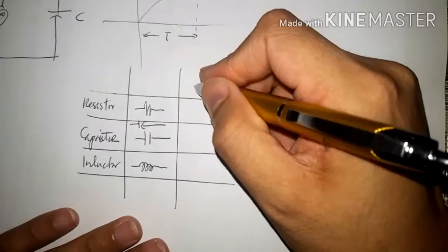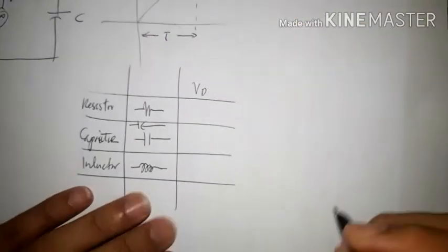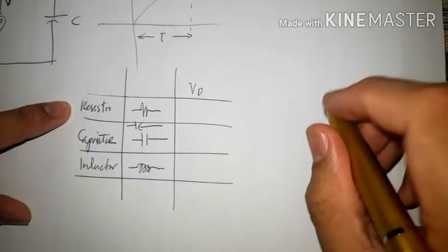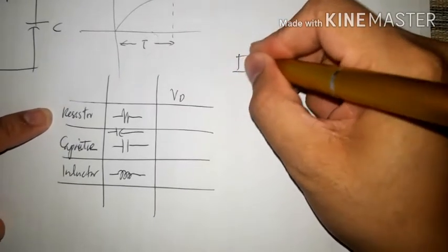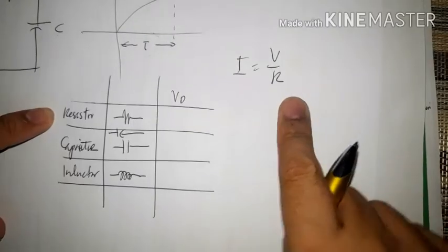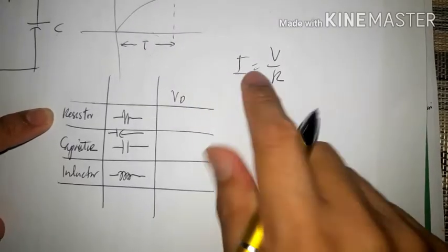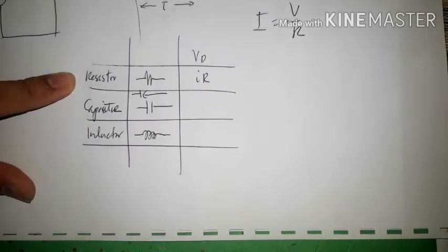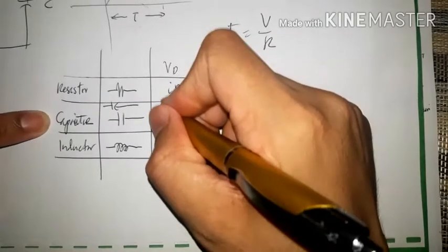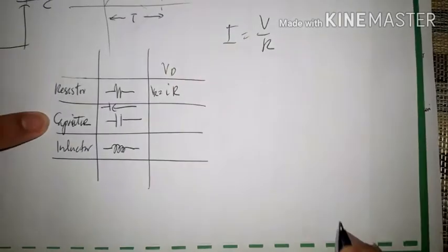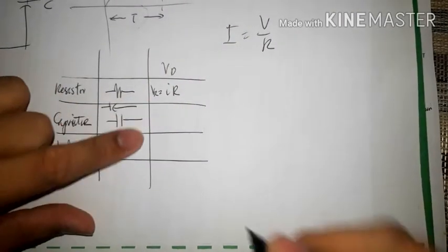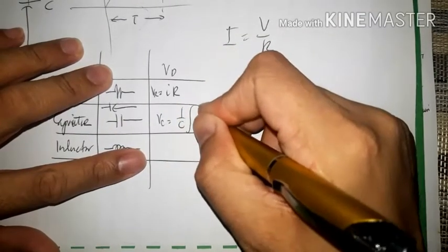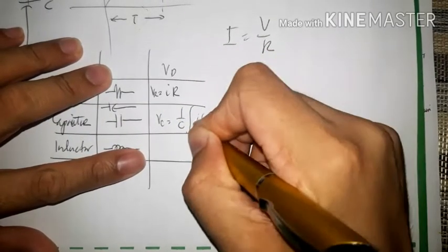So, we will talk about the voltage drop across each. Of course, for the resistor, the voltage across it is defined by Ohm's law. So, from Ohm's law, I is equal to V over R. So, the voltage across it is therefore equal to the product of I and R. So, this is I times R. And the voltage across the capacitor is given by, so this is VR, voltage across the resistor. This is VC, voltage across the capacitor, which is 1 over C integral of I of t dt from 0 to t.